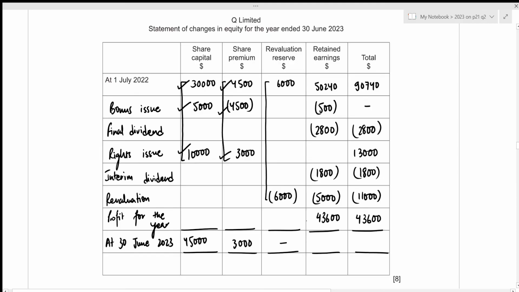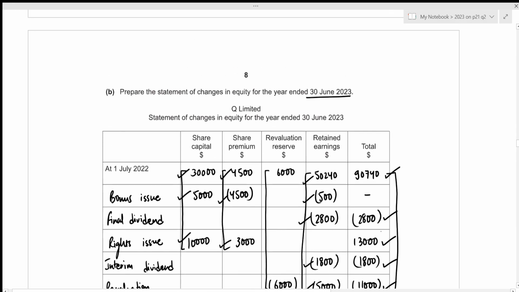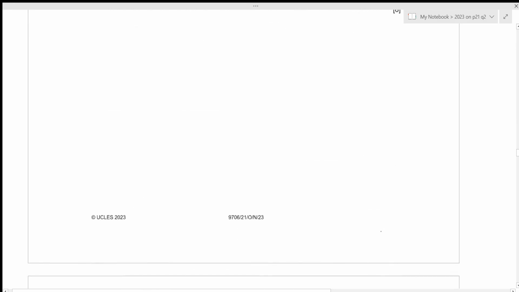Then for our retained earnings, we have 50,240 minus 500 minus 2,800 minus 1,800 minus 5,000 plus 43,600, which results in 83,740. Now for our total column, that is going to be 90,740 minus 2,800 plus 13,000 minus 1,800 minus 11,000 plus 43,600, which results in 131,740. That's all for our second part. Let's move towards the next one.